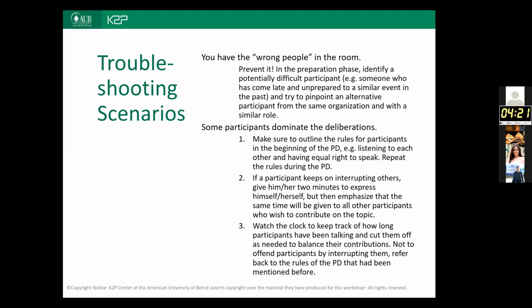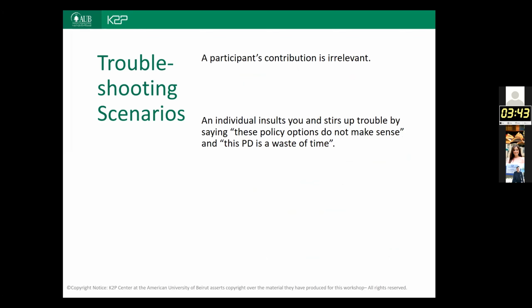Sometimes you know those people will dominate the discussion from the beginning. Make sure everyone knows that if anyone wants to discuss or say something, you have a rule for it during the policy dialogue. If a participant keeps on interrupting, give them a minute or two to express themselves, but then emphasize that at the same time, you really need other participants to give their opinion, and watch the clock to keep track. Please make sure that if you tell them that the dialogue will take 1 hour, it means it will take 1 hour. Don't go beyond that, just to ensure that you respect everyone's time.